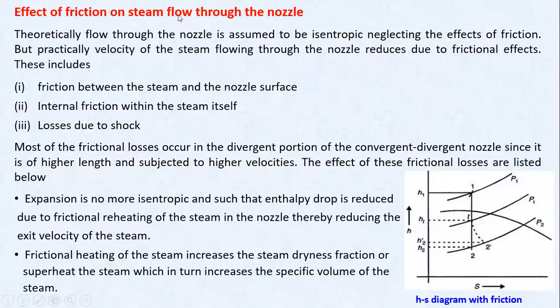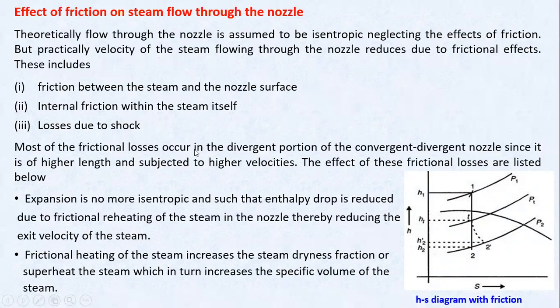Now, let us see the effect of friction on the steam nozzle. Theoretically, flow through the nozzle is assumed to be isentropic, neglecting the effects of friction. But practically there will be friction between the nozzle wall and the steam, friction between the steam and the nozzle surface, friction within the steam itself, and also sometimes losses due to shock.